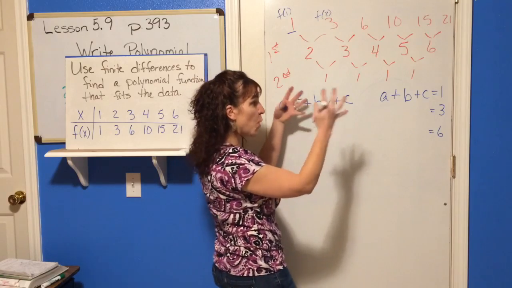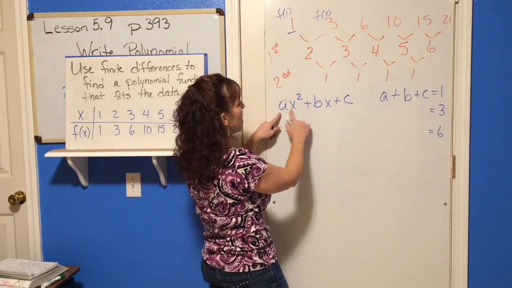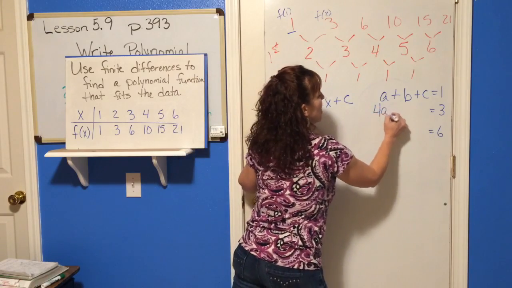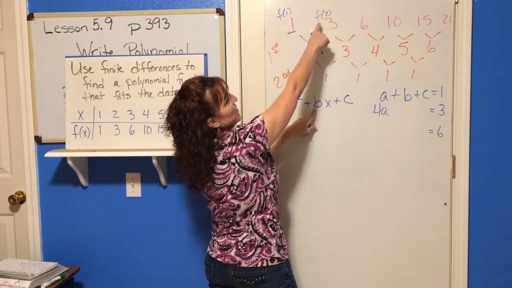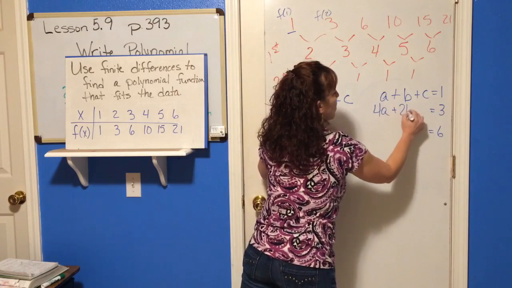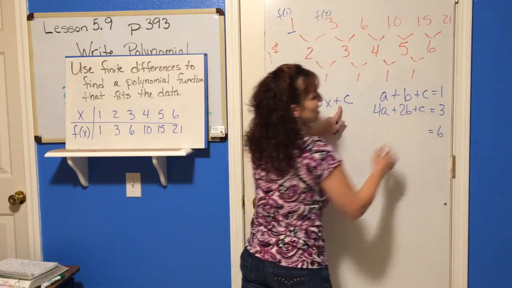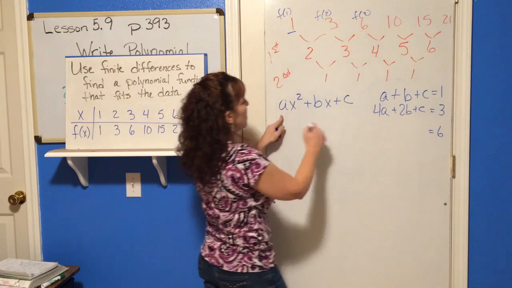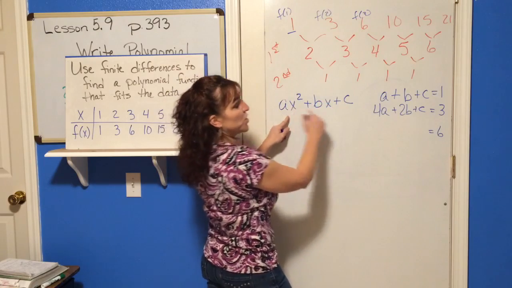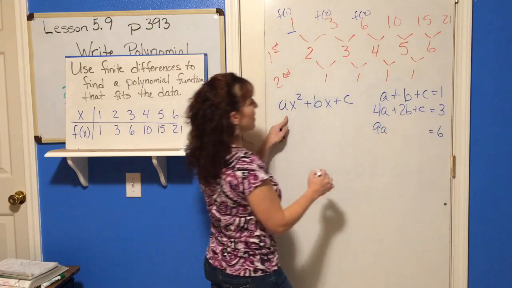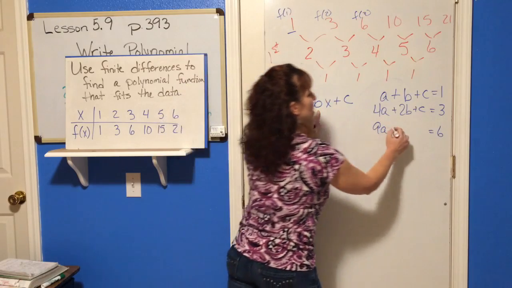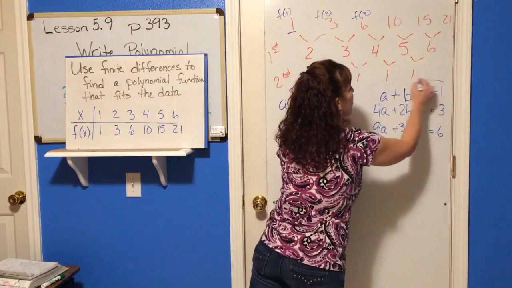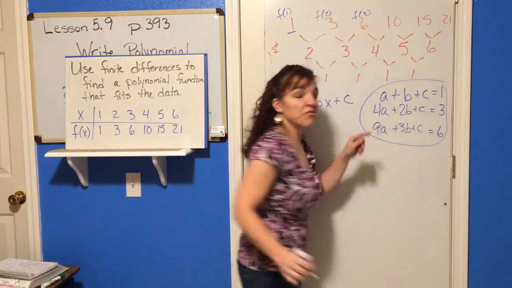So if your function is 2, here we go. a times x squared, so 2 squared is 4, so 4 times a. And we're going to have b times 2, and then c doesn't get changed, plus c. And then this is for the function at 3. So a times 3 squared is 9, b times 3 is plus 3b, plus c.